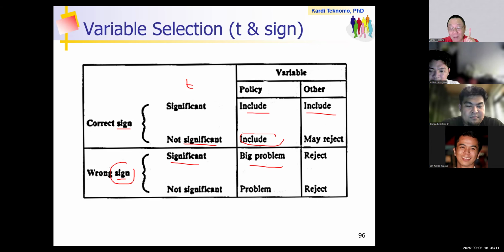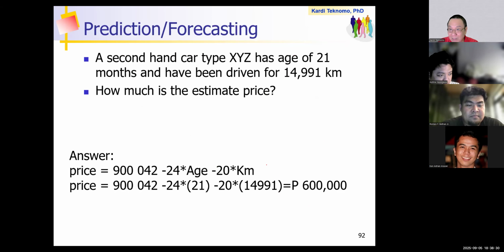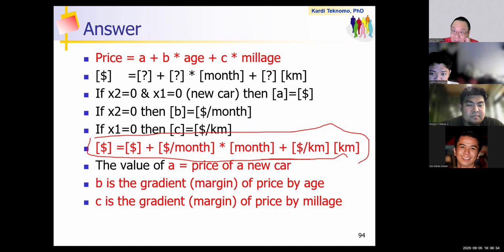Okay. Now I give you the tips on how to select variables or how to select a model. So for the tips, we use multiple linear regression, something like the example a while ago, the car estimation. Okay, so let's do this.